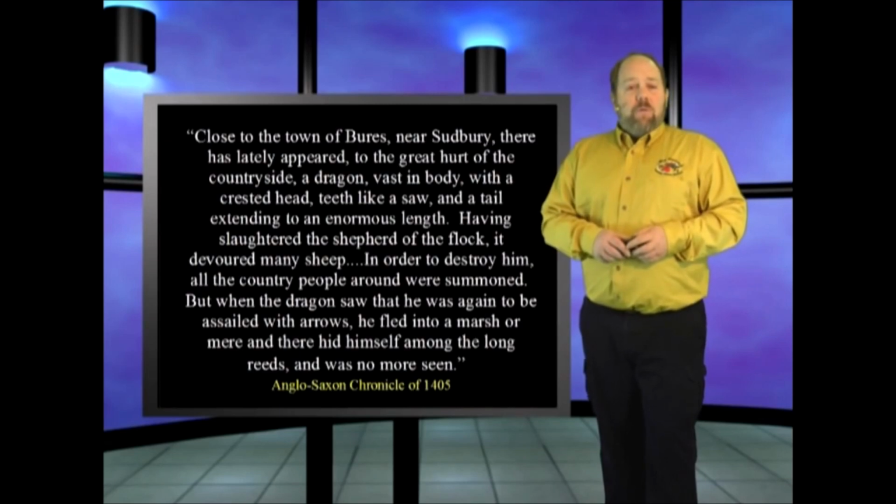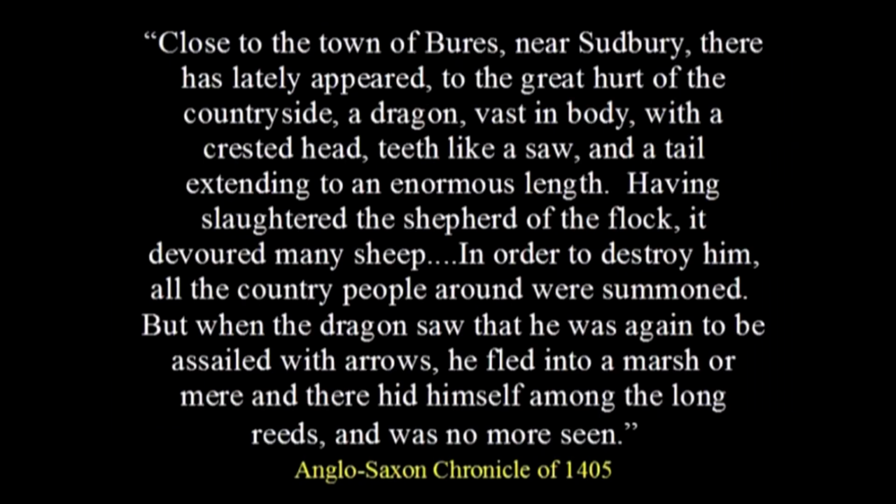In the Anglo-Saxon Chronicle of 1405, we find a story of a strange and dangerous creature. "Close to the town of Burrs, near Sudbury, there has lately appeared to the great herd of the countryside a dragon, vast in body with a crested head, teeth like a saw, and a tail extending to an enormous length. Having slaughtered the shepherd of the flock, it devoured many sheep. In order to destroy him, all the country people around were summoned. But when the dragon saw that he was again to be assailed with arrows, he fled into a marsh or mere and there hid himself among the long reeds and was no more seen."